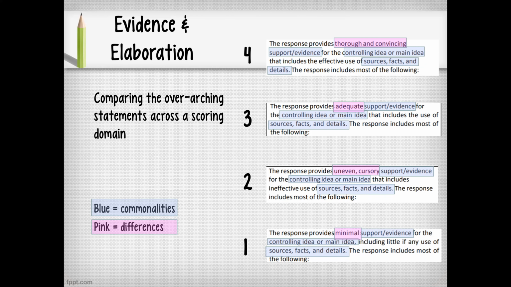And in a 4, that student is going to have effective use of sources, facts, and details. In a 3, it's just going to use them. In a 2, it may be ineffective. And in a 1, it's going to be little, if any, use of those sources, facts, and details. So what are the expectations for the students writing within this domain, and how effectively, or to what extent, did they do that element?